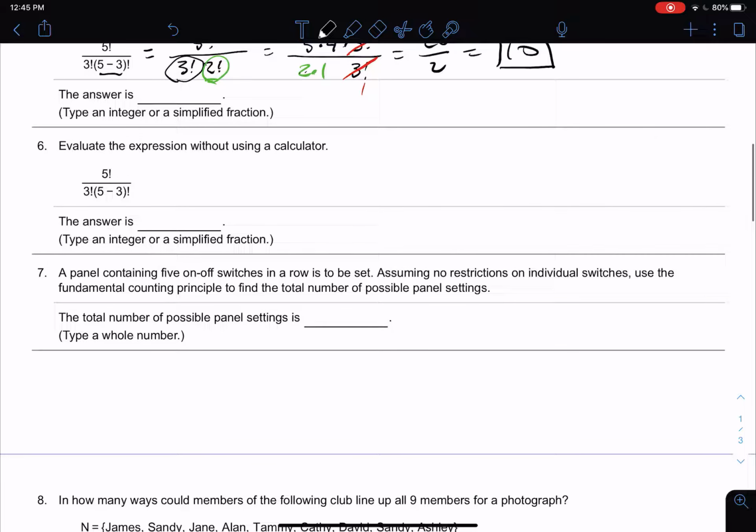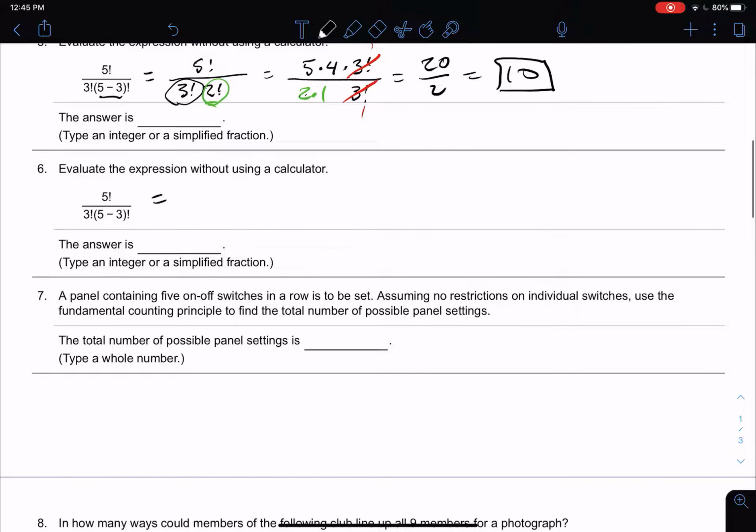Number 6 is the same exact problem. I'm not sure what happened there. So that's also 10.